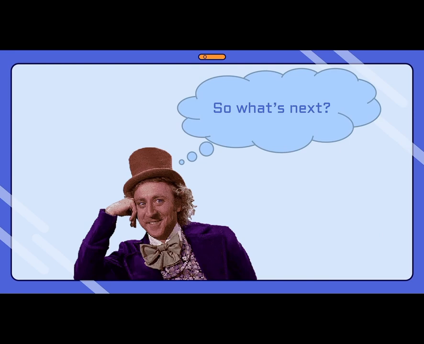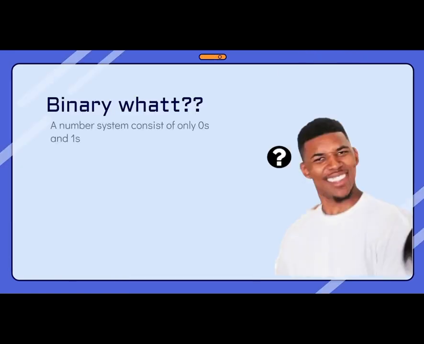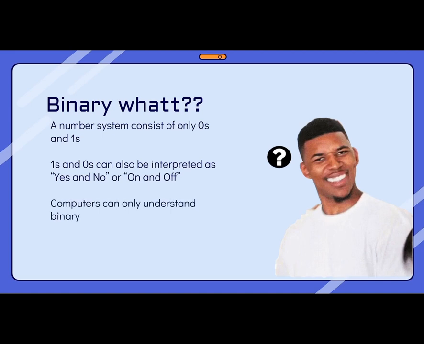So what's next? Next up is binary. This is saying there are only 10 types of people, those who understand binary and those who do not. So what's binary? A binary is a number system that only consists of zeros and ones. Ones and zeros can be interpreted as yes and no or on and off. And computers can only understand binary. So you can write 1010 based off number 2. That's how you write a number in a binary system.